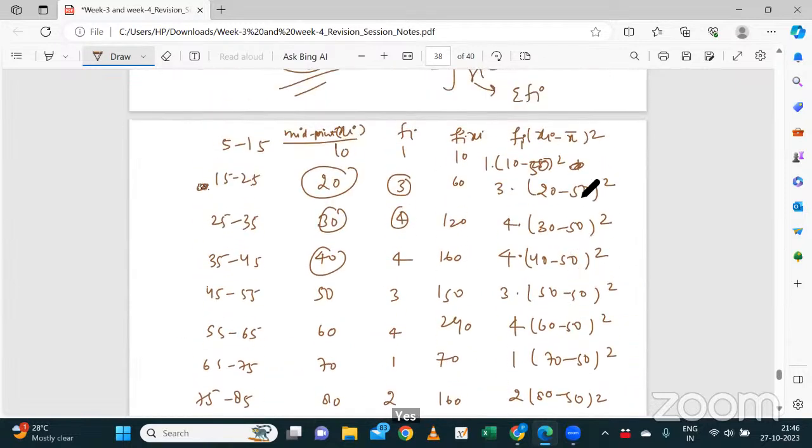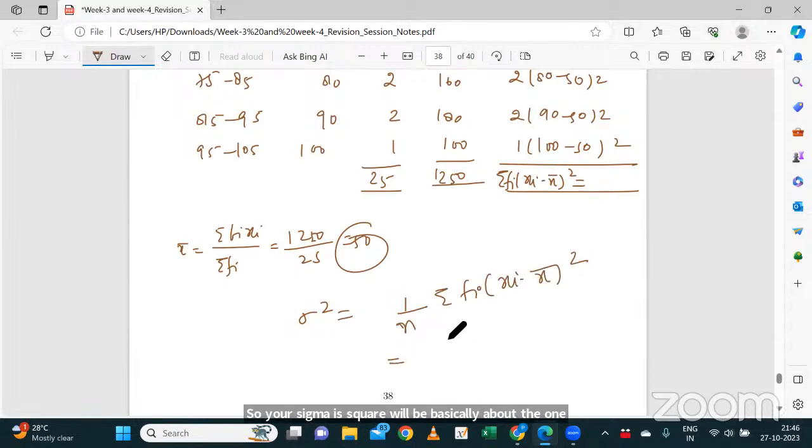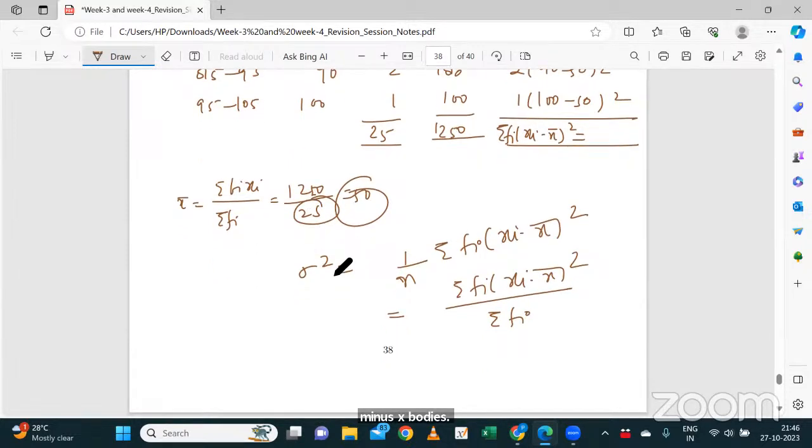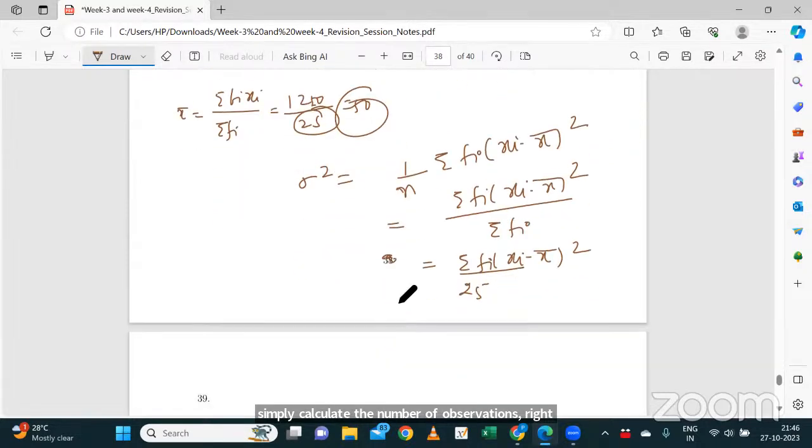See, we have to just square it and multiply by 3, 4 and all. You will get the sum value. So your sigma square will be 1 upon n summation of fi into xi minus x bar square. So this n is nothing but summation of fi, and summation of fi we have 25, right? If the frequency is given, then you can simply calculate the number of observations, right?